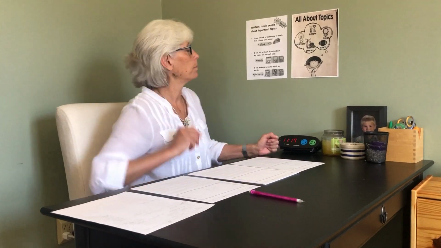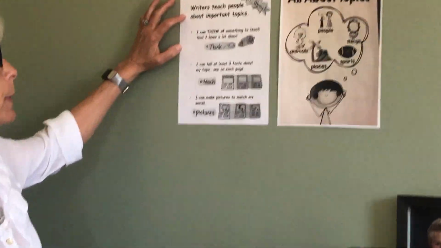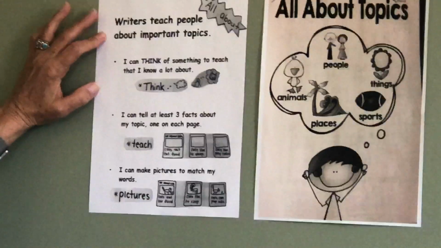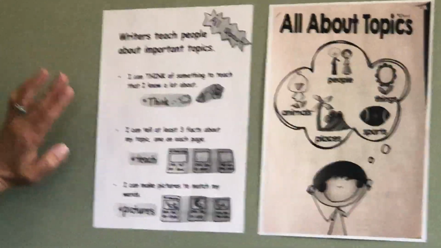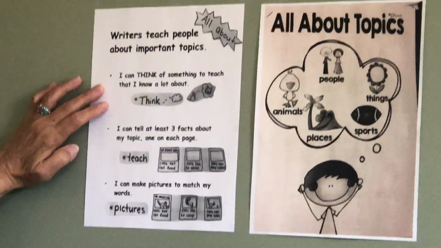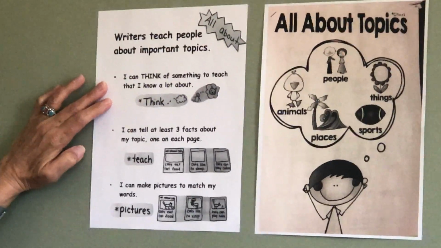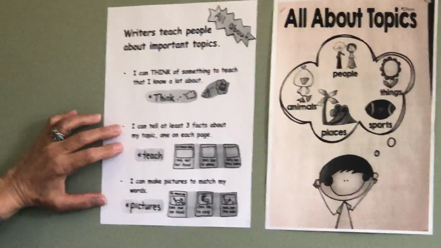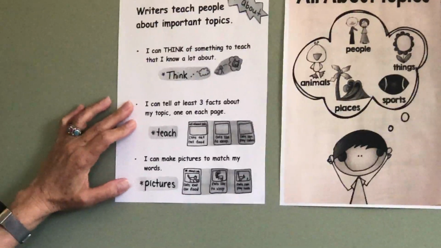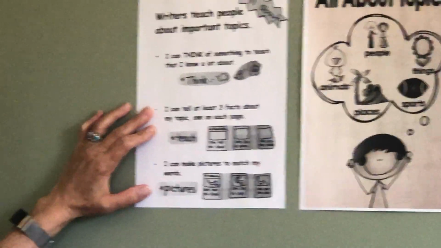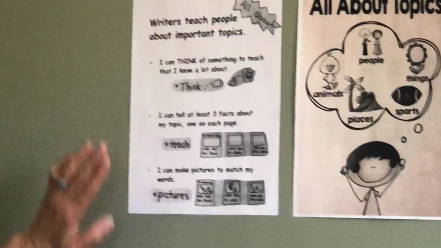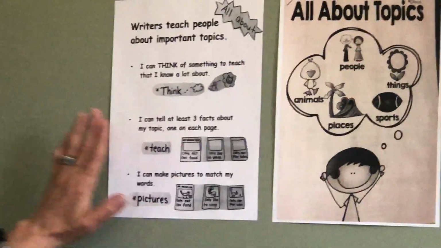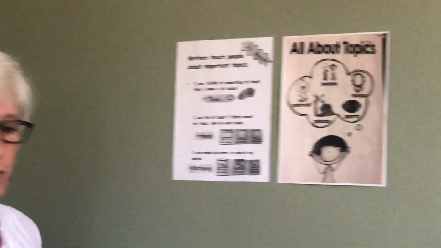So I'm ready to rock. So let me check my goal. Writers teach people about important topics. Okay, that's what I want to keep in mind. I can think of something to teach that I know a lot about, and I certainly do know a lot about Kahuna Laguna. I can tell at least 3 facts. I'm ready to go. I have touched my pages and I've told my facts across them. And now I can write my words and then draw my pictures. So I'm good to go.